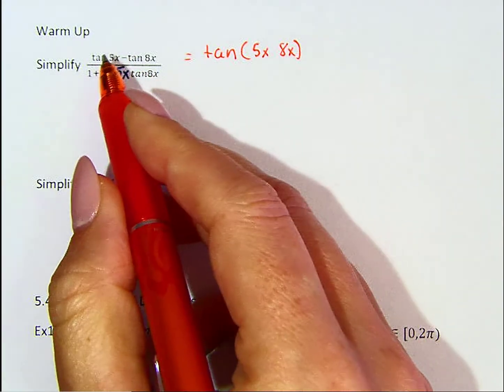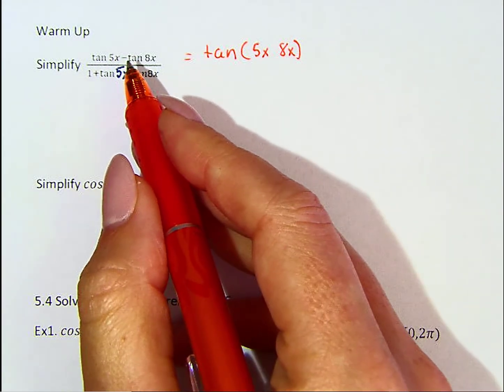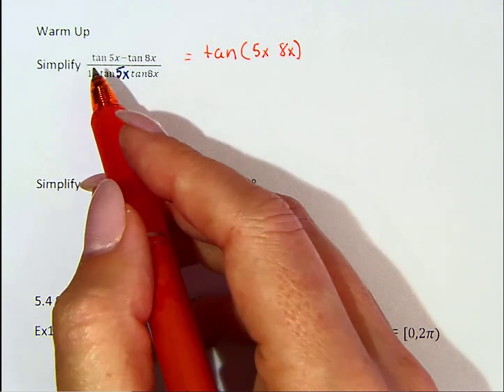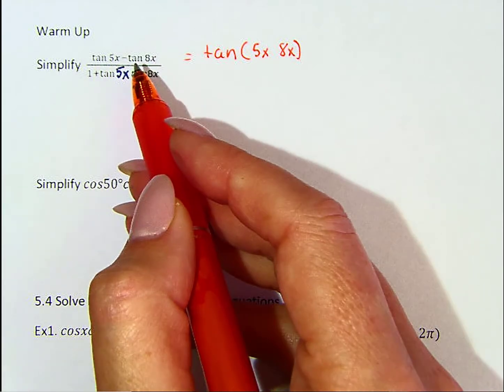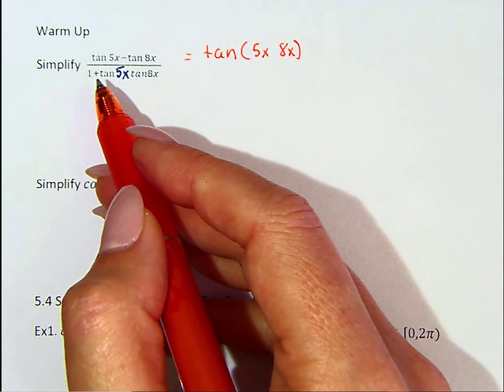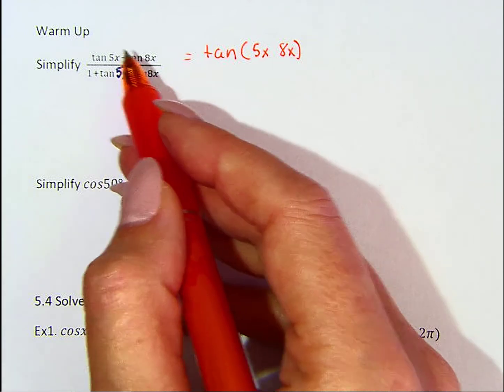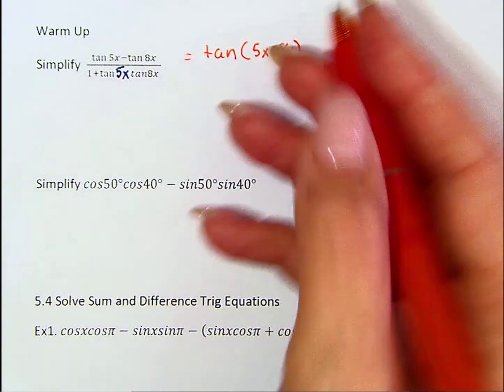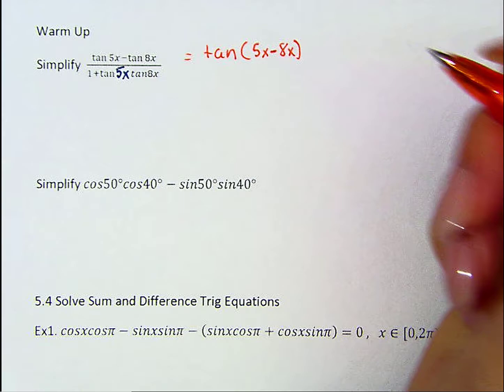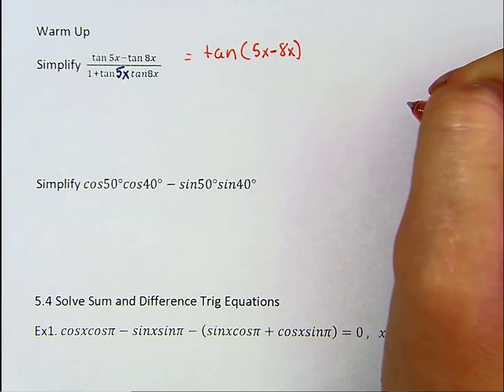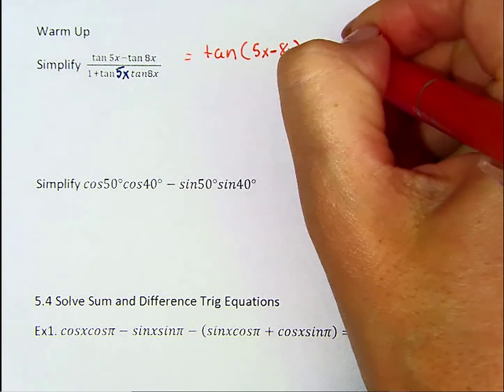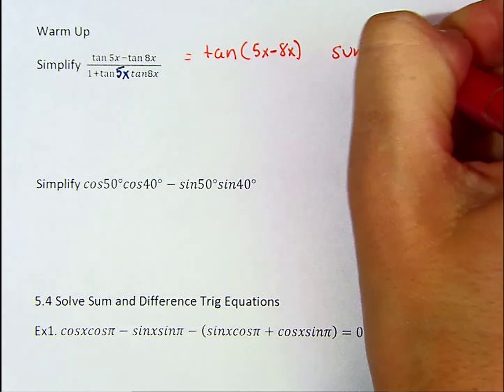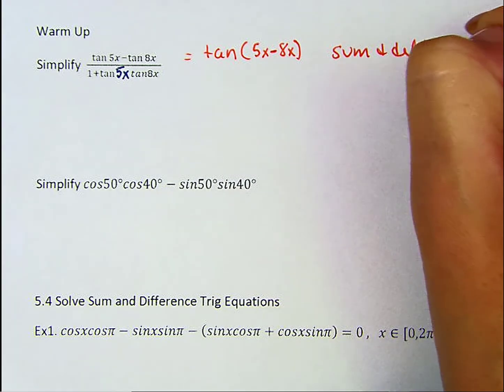We need to determine, is this the sum identity or is this the difference identity? So you want to look at the pattern of what the signs are on the identities that I've given you. And you'll notice that if it has a negative in the numerator, that matches with a negative in the equation. So this is our sum and difference identity.